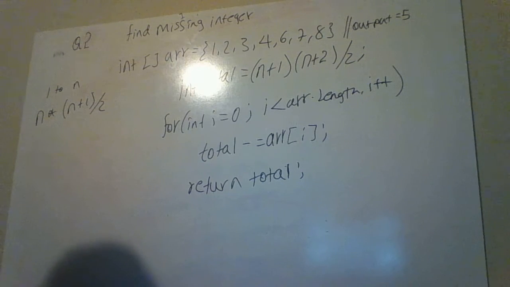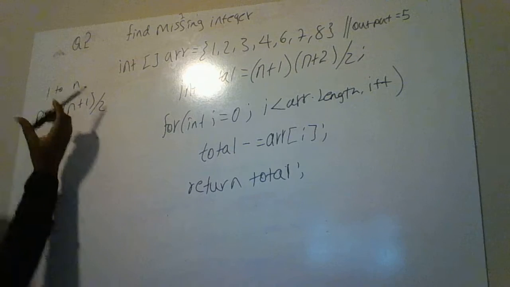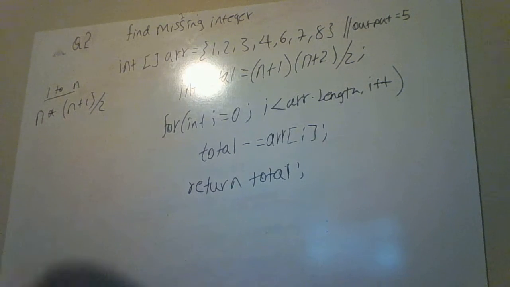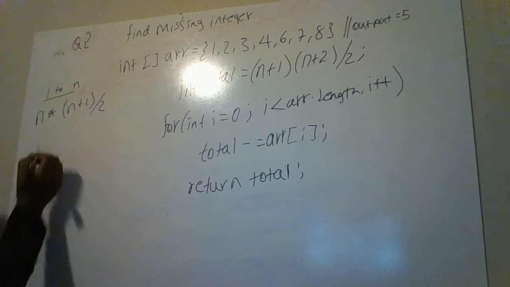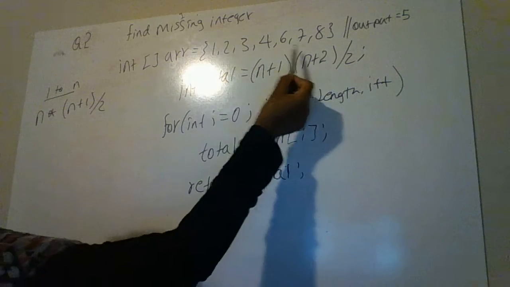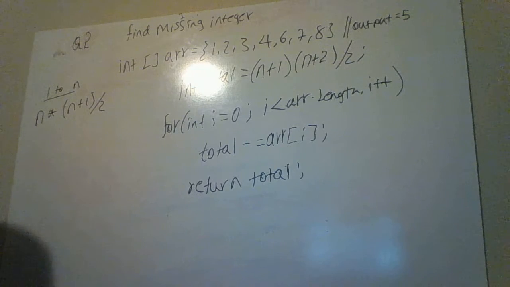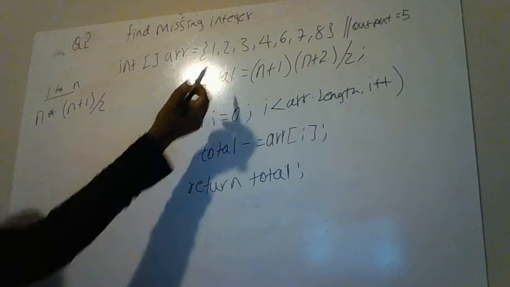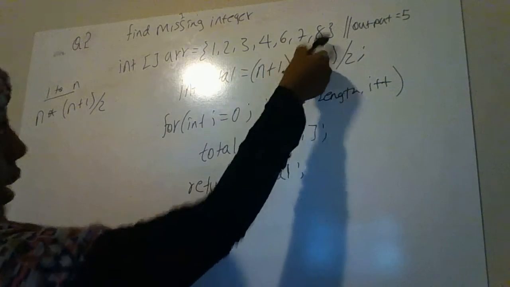So for this question we're going to use the formula to find the sum of numbers. The formula is right here. This formula helps us find the sum of positive integers. So if we have n numbers, n times n plus 1 divided by 2 gives us the total of those numbers. For example, in our case we have 1, 2, 3, 4, 5, 6, 7.